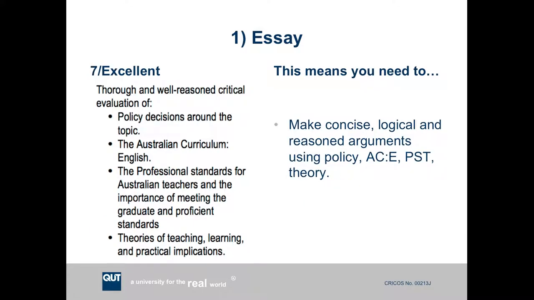The second criterion, here it is. And that list there gives you a fairly clear idea of what kinds of documents you need to be referring to, what literature you can reference in your assignment. This means that you're going to make very concise, logical and reasoned arguments in relation to these documents. So not just mentioning the different policies, but actually analysing and weaving them into your argument to support your thesis. So that's for a 7.